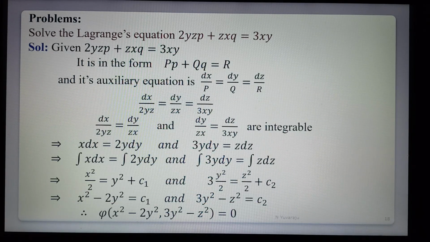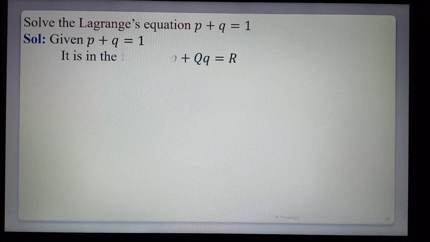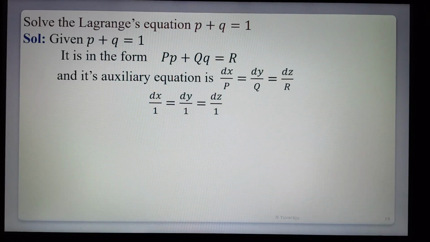Okay, see the second example. Solve the Lagrange's equation p plus q is equal to 1. The given equation is of the form capital P into small p plus capital Q into small q is equal to capital R, where capital P is equal to 1, capital Q is equal to 1, capital R is equal to 1. So the auxiliary equation dx by P is equal to dy by Q is equal to dz by R, that is dx by 1 is equal to dy by 1 is equal to dz by 1.